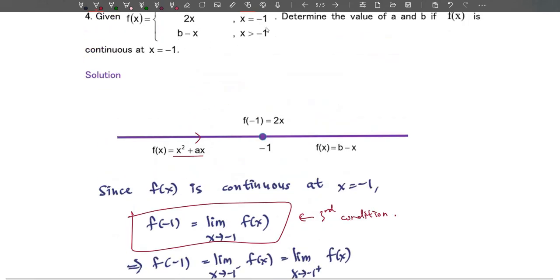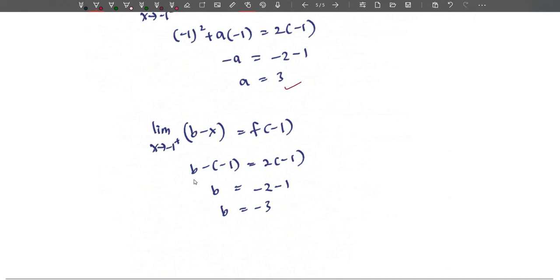Since it is from right, we use this function. Substitute the value of x equal to -1. It will be b plus 1 equal to -2. So b is equal to -2 minus 1. So b is equal to -3.